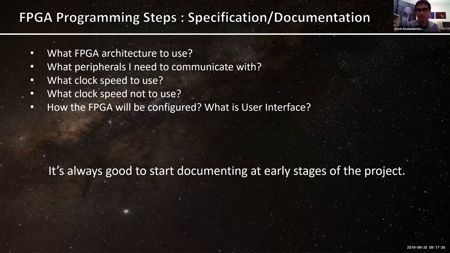In the specification and the documentation part, it's important to answer what FPGA architecture to use. As I said, there are many FPGA brands. What brand are you going to use? Each brand has their own categories of FPGAs. What category is most suitable for your application? And what peripherals is this FPGA going to communicate with? Again, we saw that there are memories, Ethernet, SD cards. Which peripherals do we really need? And we should answer what the limit of the clock speed is. What clock speed should we set for the FPGA? What clock speed will break this board, or in other words, the FPGA cannot work at? So the clock speed should be defined.